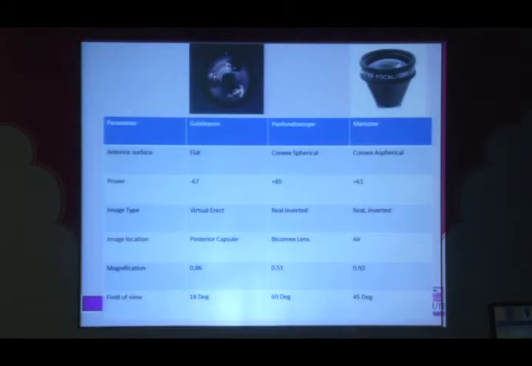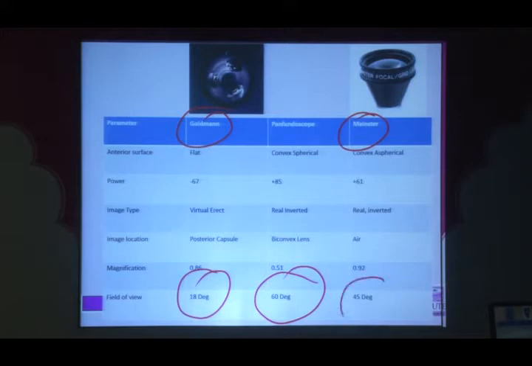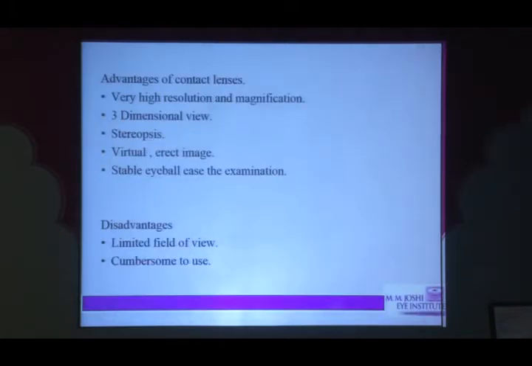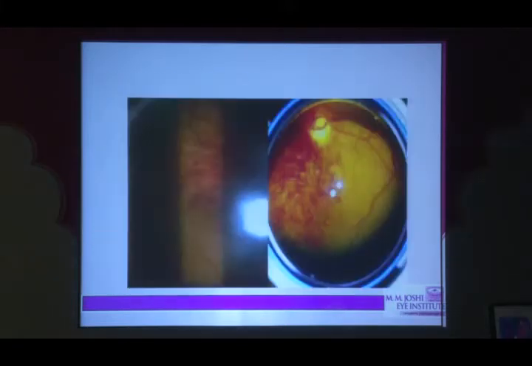With the Goldmann, the pan fundoscopic and the Mainster lens, you get 18 degrees with Goldmann, pan fundoscopic gives 60 degrees field of view, and Mainster gives around 45 degrees field of view. The advantages are very high resolution and magnification. You can get a 3-dimensional view. Stereopsis is better, and an erect image is obtained. The disadvantages are limited field of view and cumbersome to use.